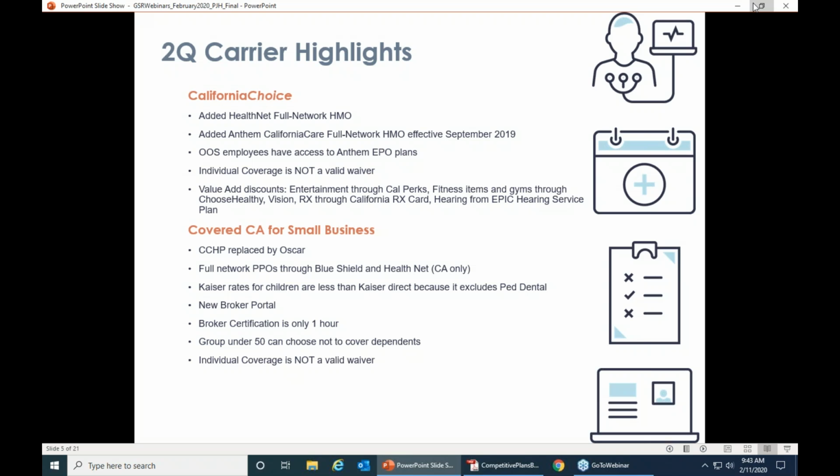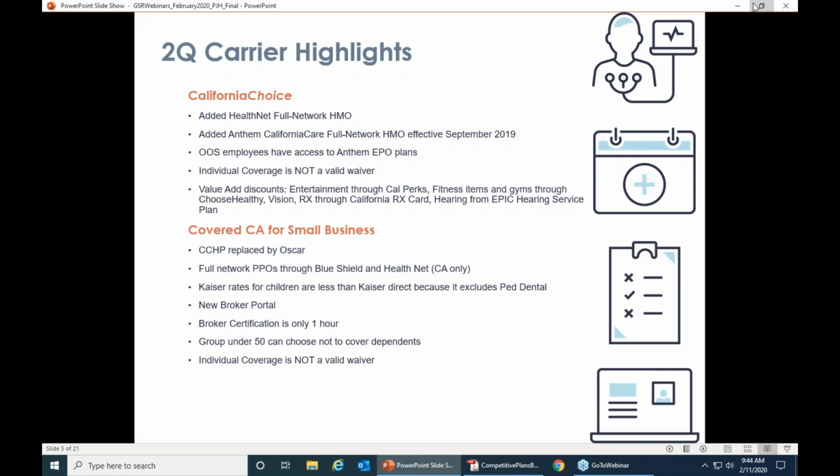Also, the value add services. It is amazing how we did an enrollment meeting for 1/1, and we mentioned Cal Perks, and we had an employee at the meeting who bought all of their Christmas gifts through Cal Perks. They bought movie tickets for every single one of their family members through Cal Perks, and they were done. I've never seen so much excitement over discounted movie tickets. But please make sure if you're selling California Choice, mention the Cal Perks, because there's a number of discounts available with them as well.